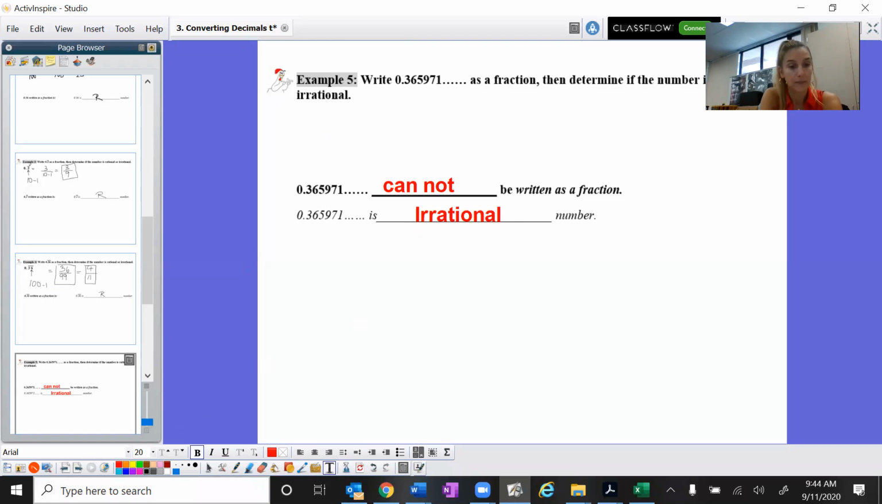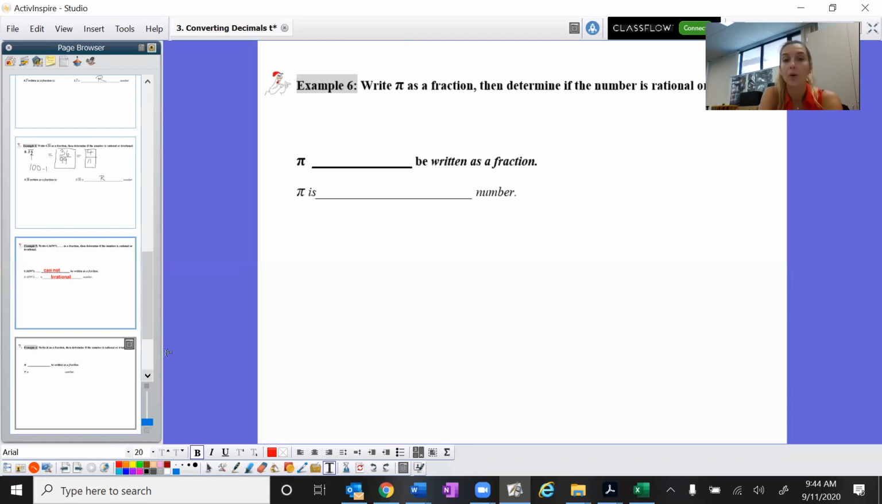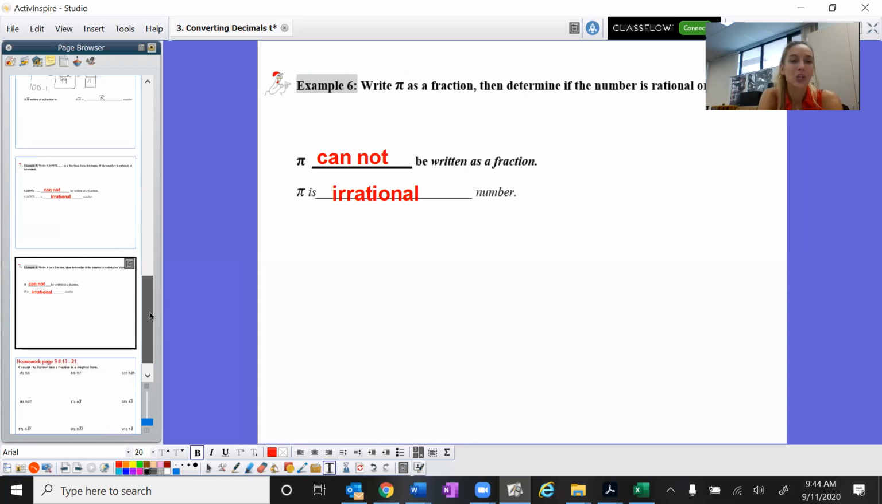Let's look at the next example. Oh, pi, I know pi right off the bat is irrational. And guess what? Irrational numbers cannot be written as a fraction. So this cannot be written as a fraction because the number is irrational. Well, that was quick. Now we're going to look at the homework.